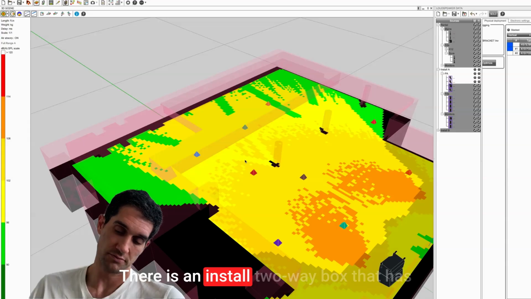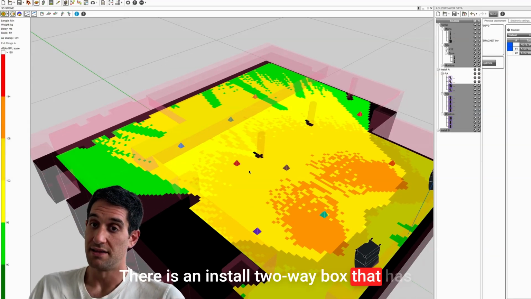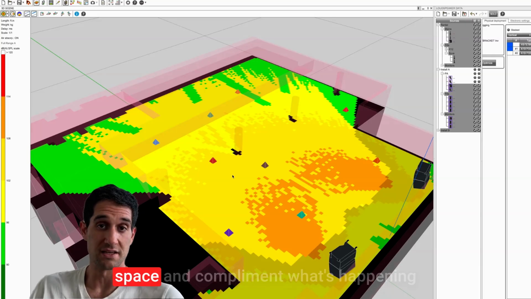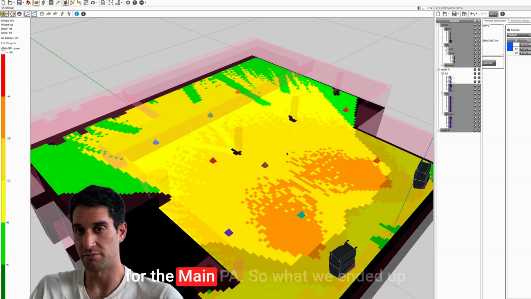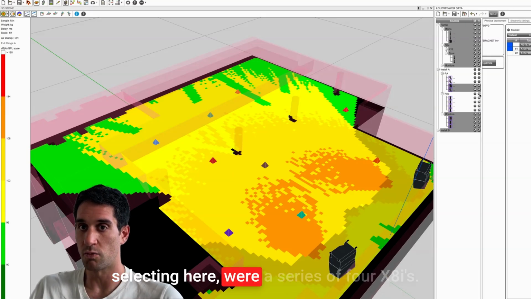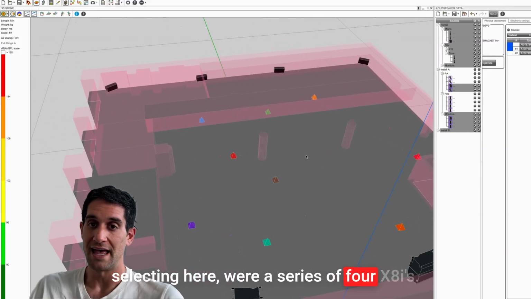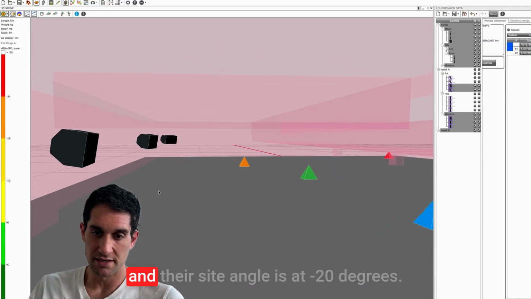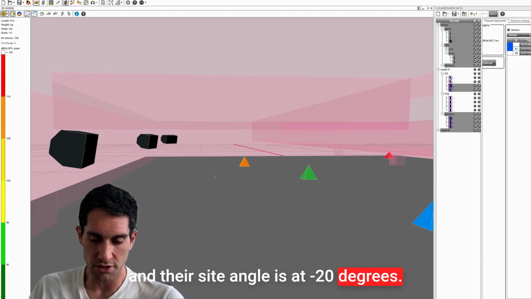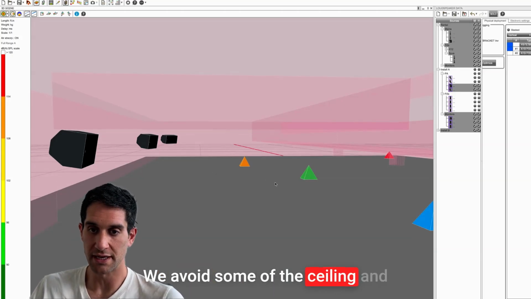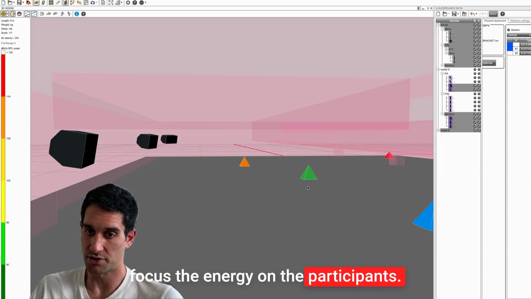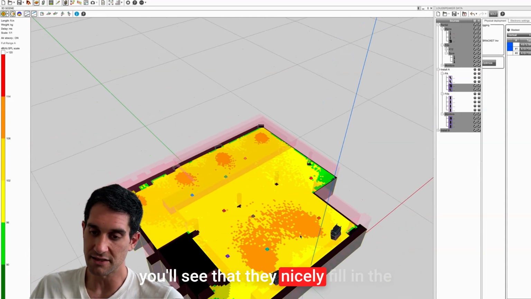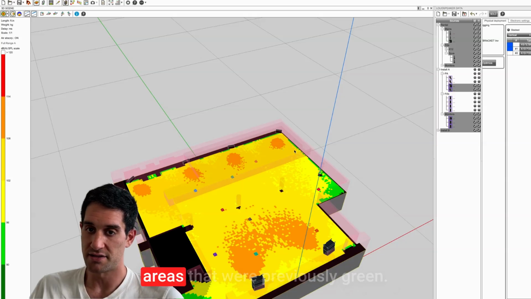There is an install two-way box that has a great frequency response, that has plenty of level, that would nicely fill the space and complement what's happening for the main PA. So what we ended up selecting here were a series of 4 X8Is. These X8Is have been rolled 90 degrees and their site angle is at minus 20 degrees. We avoid some of the ceiling and focus the energy on the participants. When we go into our mapping here, you'll see that they nicely fill in the areas that were previously green.